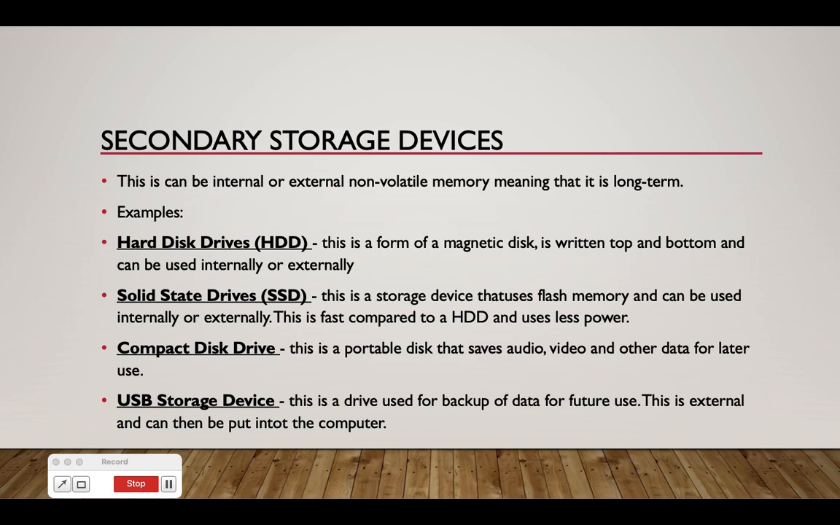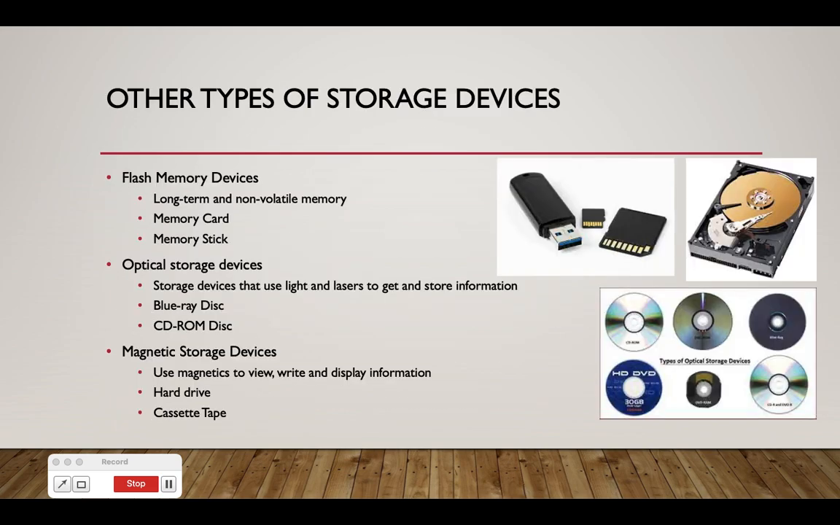The compact disk drive, this is a portable disk that saves audio, video, and other data for later use. The USB storage device, I think this is something that we are all familiar with. It's a drive used for backup of data for future use. It's external and then is input into the computer.